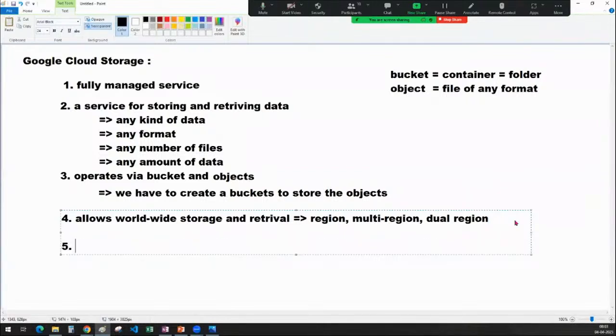The fifth point is, as I told you, a scalable and secured platform.